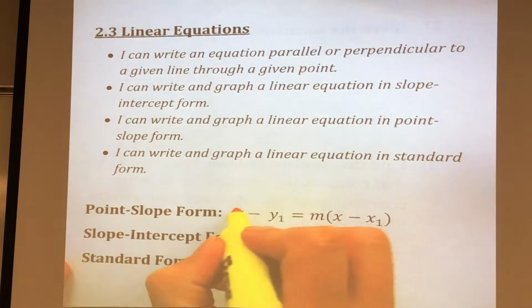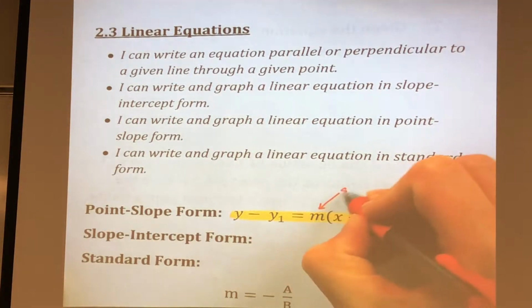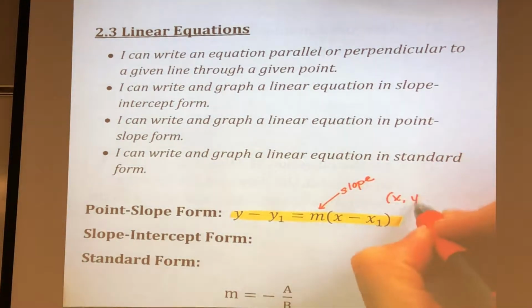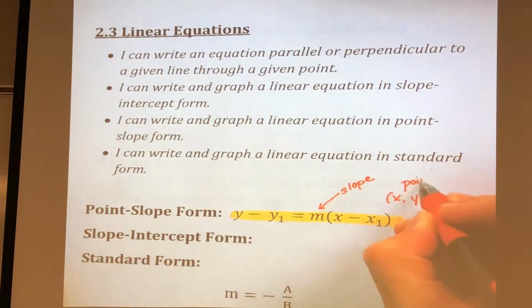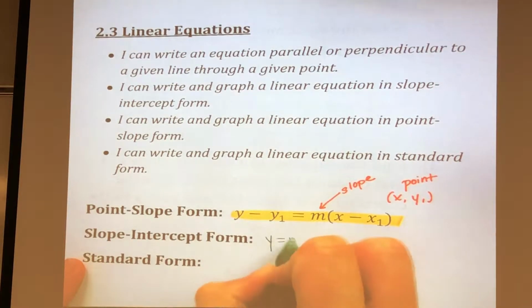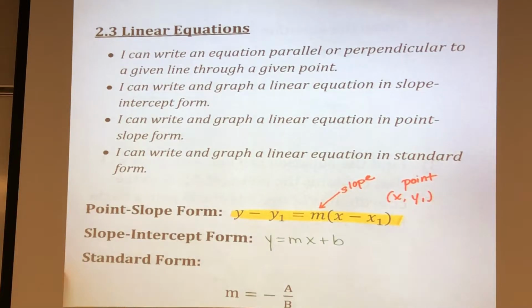Point-slope form is y minus y1 equals m times x minus x1, where m stands for the slope, and x1, y1 is a point. Slope-intercept form, y equals mx plus b, and standard form, ax plus by equals c.